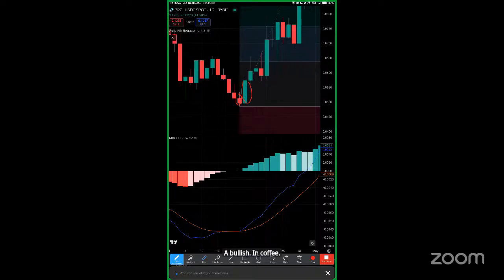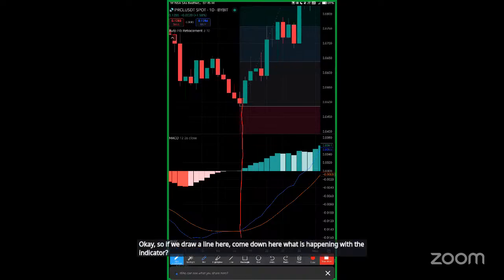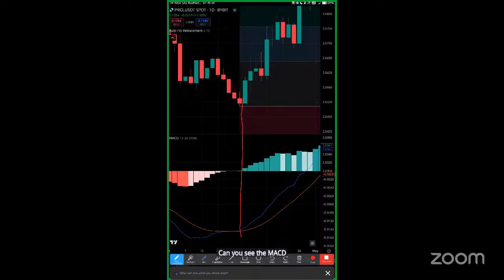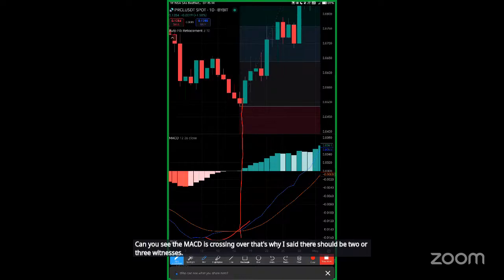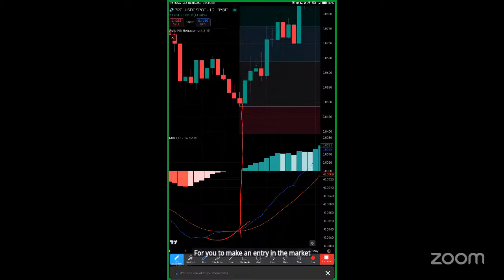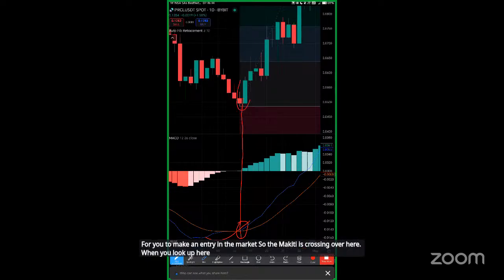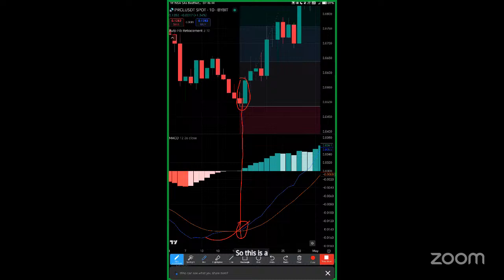Okay? So if we draw a line here, come down here, what is happening with the indicator? Can you see the MACD is crossing over? That's why I said there should be 2 or 3 witnesses for you to make an entry in the market. So the MACD is crossing over here. When you look up here, a bullish engulfing bar is forming. So this is a good entry in the market.